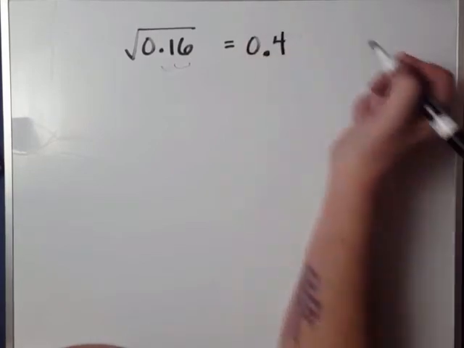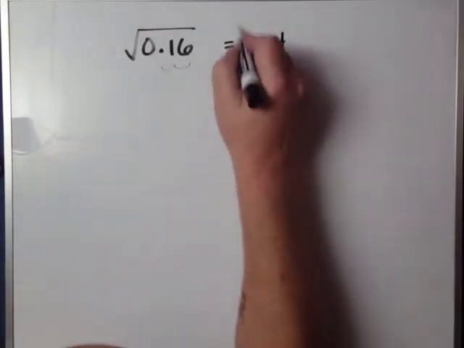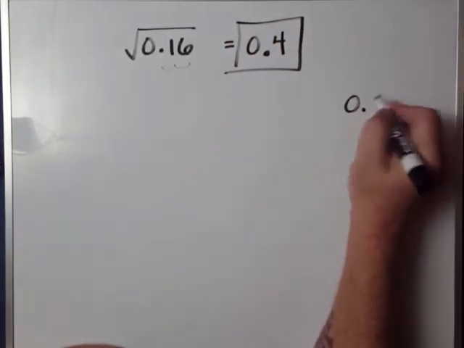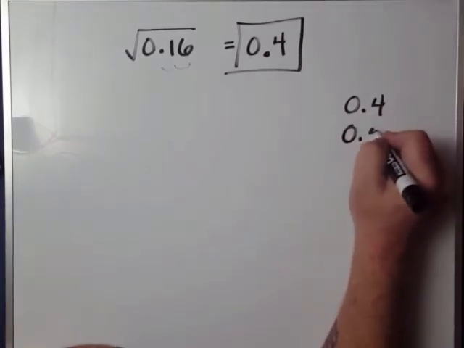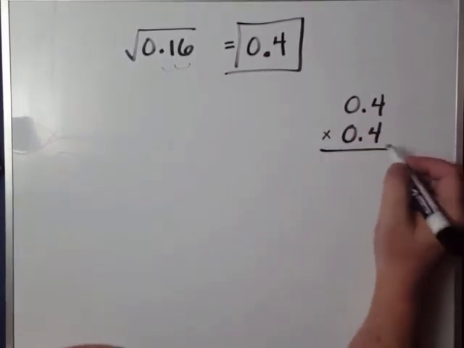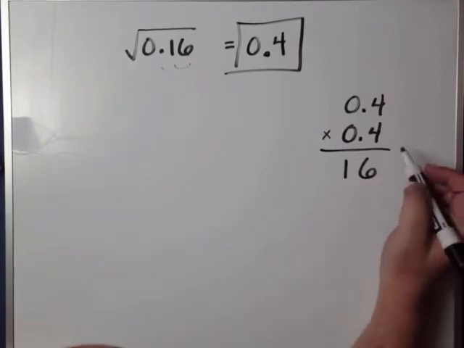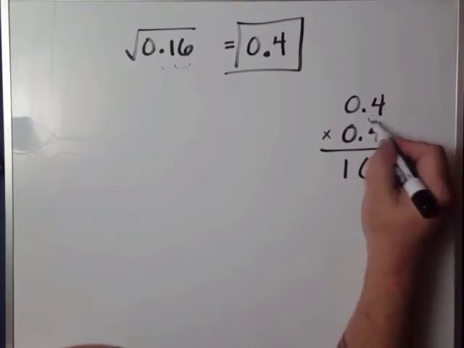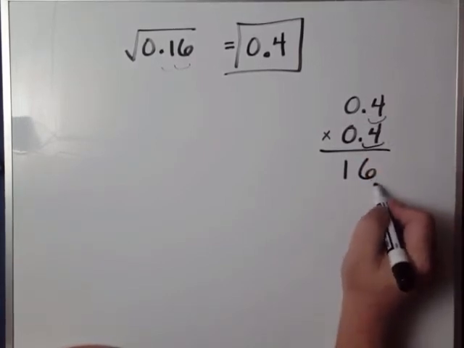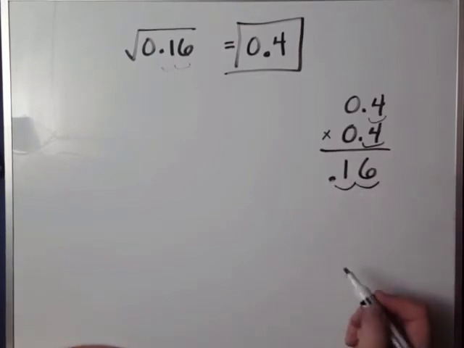1 decimal place. Now, does that make sense? Let's check it. 0.4 times 0.4. 4 times 4 is 16. We count the decimal places in the problem. 1, 2, and give that to the answer. 1, 2. Yep, that works.